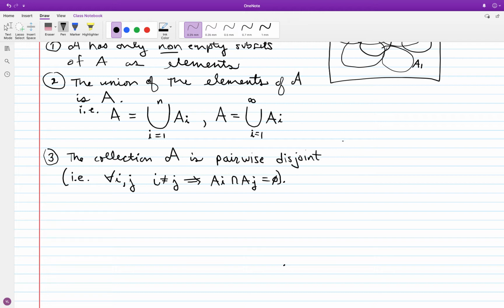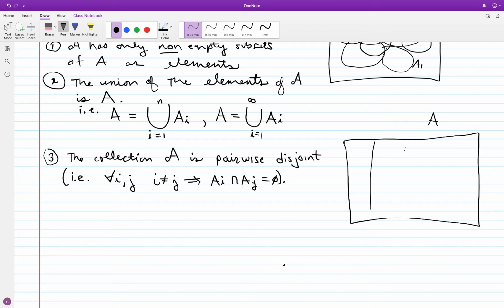So a better picture of a partition of A would look something like this. I'm making them all sort of perfectly square, but this might be A1, this might be A2, this might be A3. You see, they don't hit each other at all. The A1 set doesn't intersect the A2 set. They have no elements in common. And as you can see, when they're taken all together, they fill up A entirely.